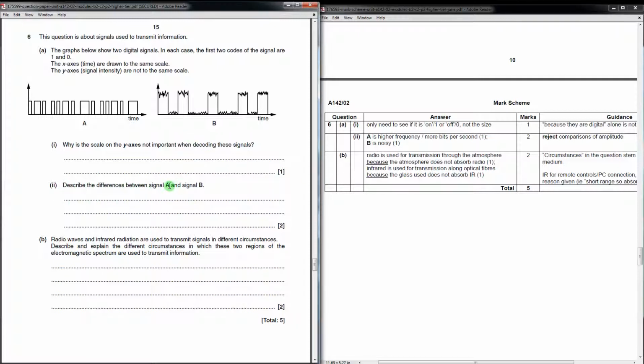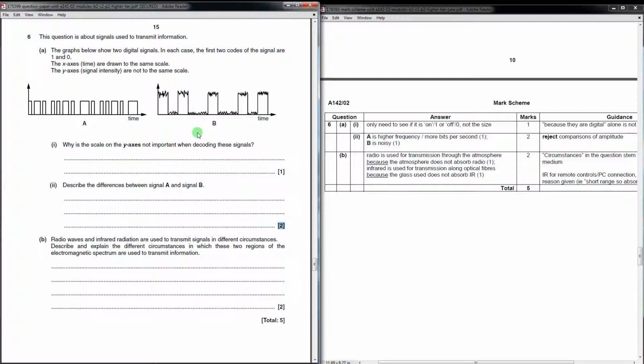Describe the differences between signal A and B. Its difference is plural, and there are 2 marks, so almost certainly you're going to need 2 differences. Probably the most obvious one is that the signal B has this sort of wiggly nature to it. Now you need to know the right technical term for that, and that's that the signal B has picked up noise, or is a noisy signal.